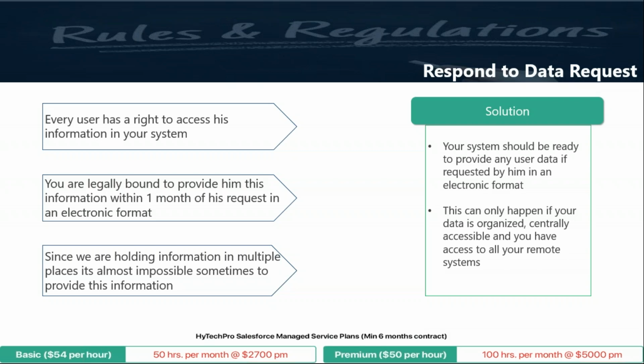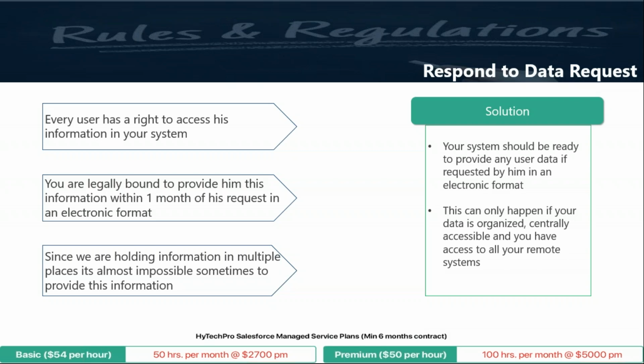Are there any laws that I have to follow within the new GDPR regulations? Yes, according to the new GDPR guidelines, every user has a right to access the information in the system. He can approach you, or maybe write an email to you, or physically come to you and say that I want my information that you hold in your system, and you are legally bound to provide that. Not only legally bound to provide that, but also to provide it in an electronic format within a month of his request, right? And you cannot delay that, otherwise it will have legal repercussions.